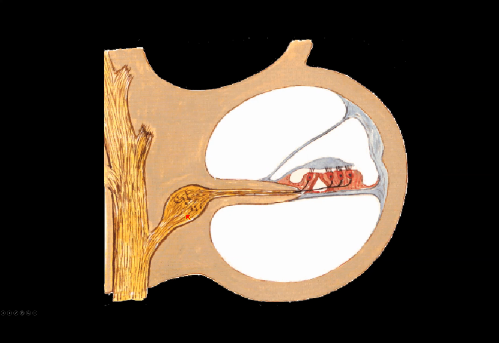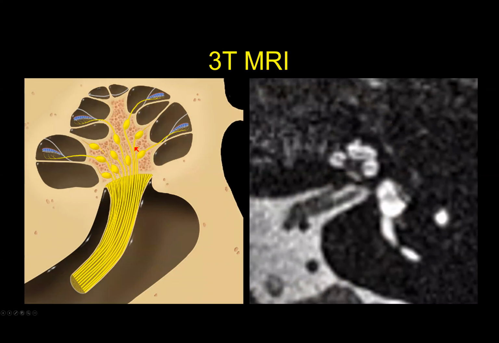Those hair cells go to the spiral ganglia that populate the modiolus, and the spiral ganglia all coalesce to form the cochlear nerve. So on this graphic, we see all those spiral ganglia in the modiolus. That's the bow tie in the middle of the cochlea, and they all connect to form the cochlear nerve that goes through the cochlear nerve canal into the internal auditory canal.